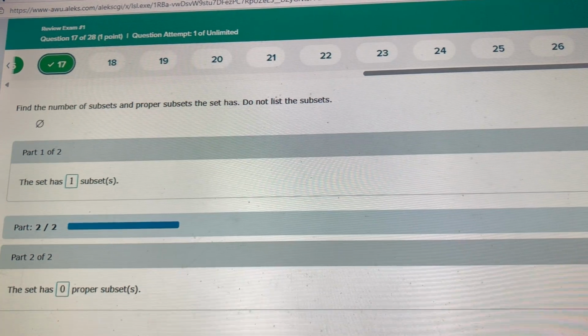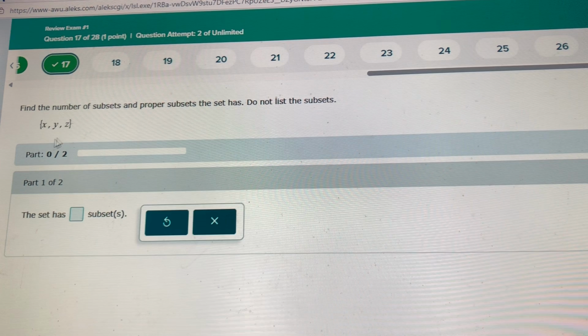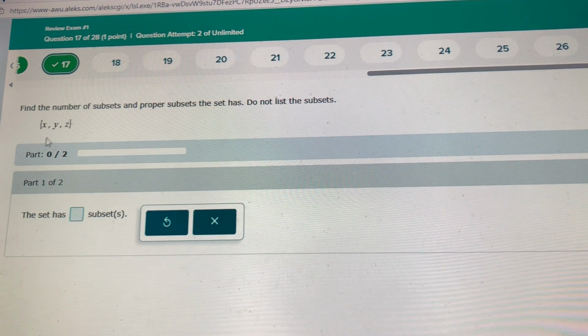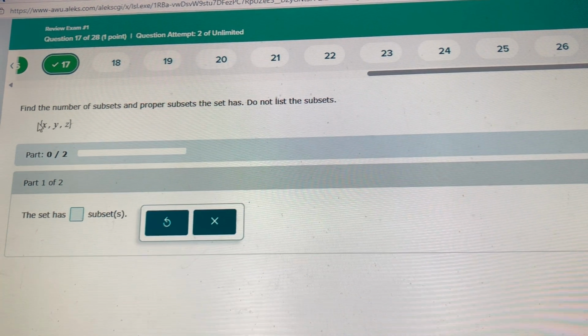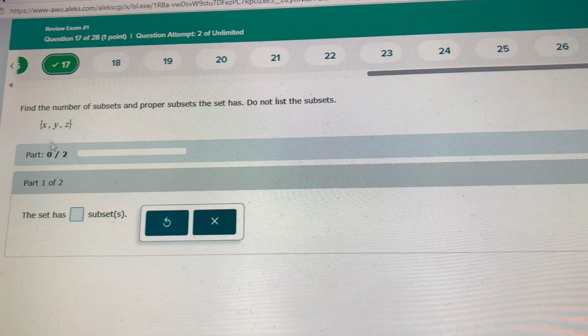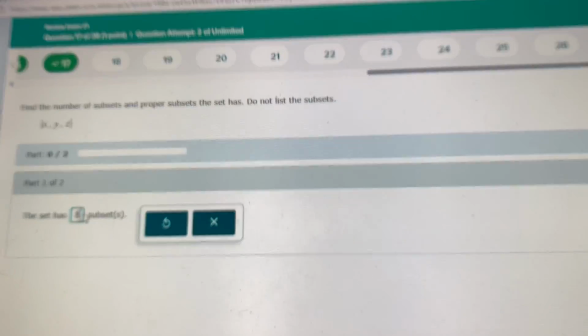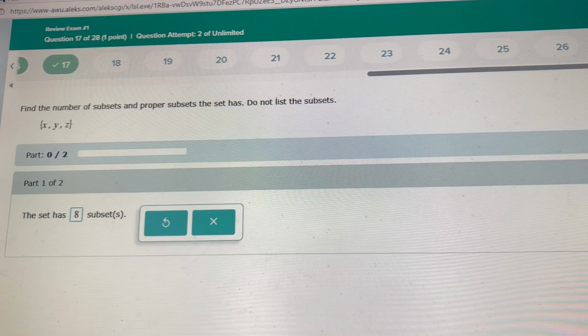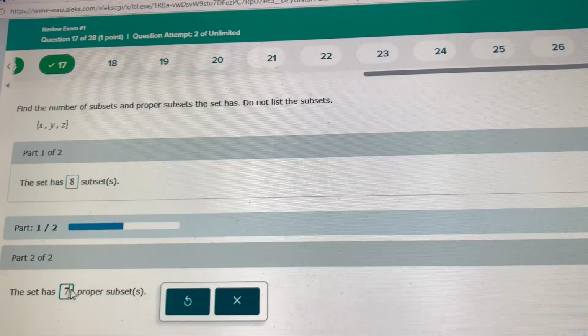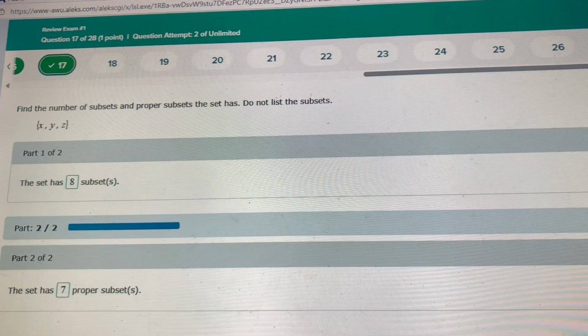And if I try another, maybe the next one's got a bigger, see, this one's got a size 3. And remember, we already did 3, 5, 7, A, B, C, X, Y, Z, that doesn't matter. 2 to the third power is 8. And subtract 1, 7. That happens every time there's a size 3.